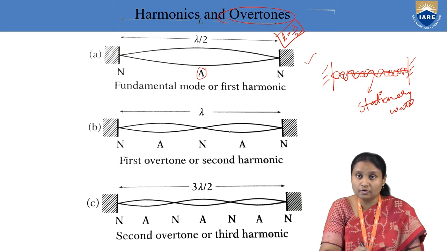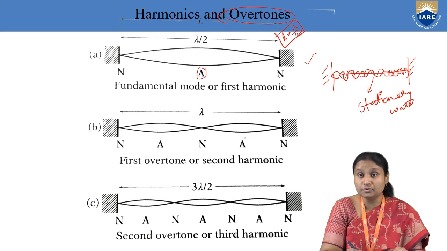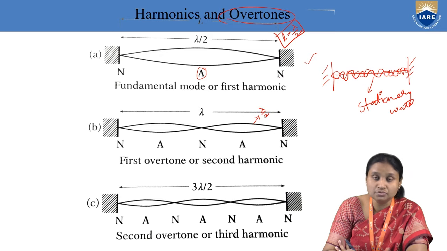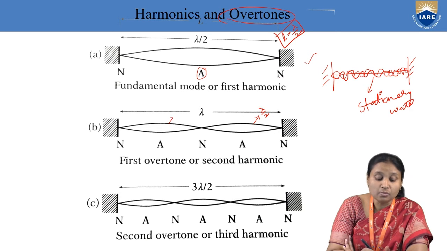So there are two loops forming. It means that I have two antinode positions, and of course three nodes position. In that case, as I told you, each loop is going to have length of lambda by 2. So this is lambda by 2, and one more loop length is equal to lambda by 2.